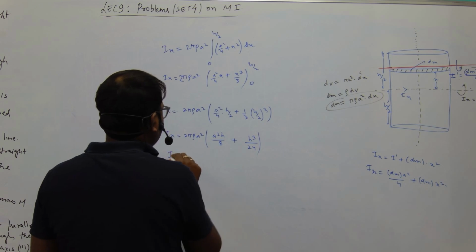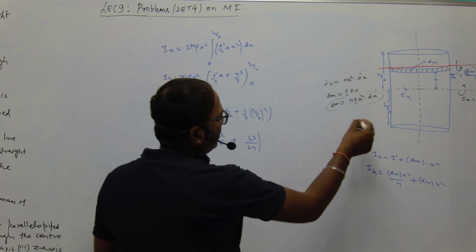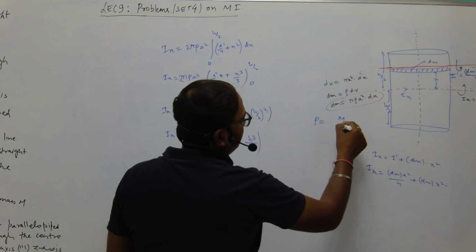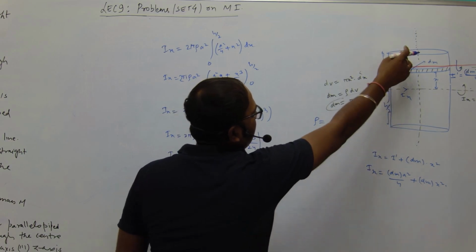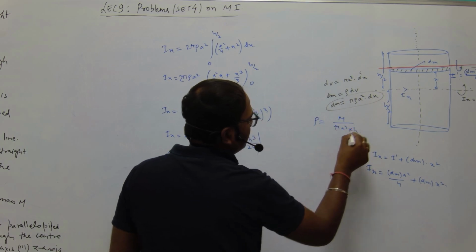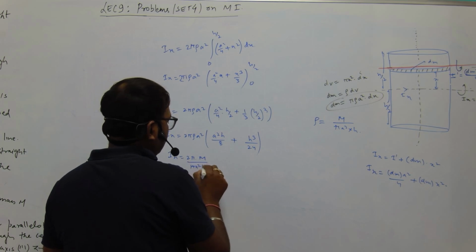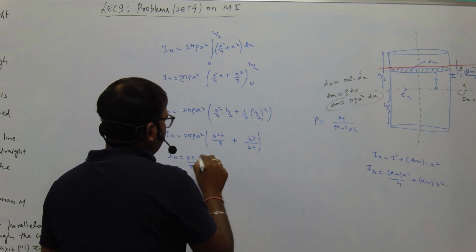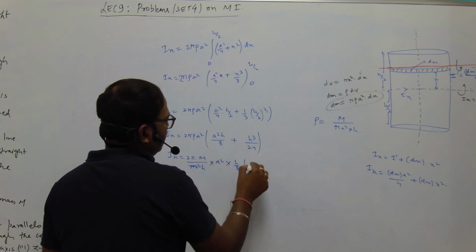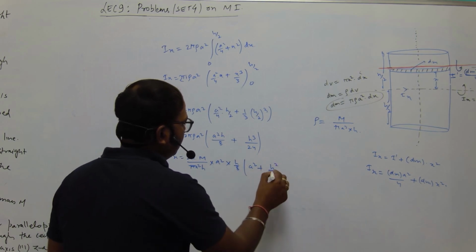So we have Ix is equal to 2 pi into, let us place the value of rho. Rho is the density, which is equal to mass m upon volume. The volume is area of cross section into height, and the area of cross section is pi a square, so the volume is pi a square into small h. So we have this as m upon pi a square h into a square into, let us take h by 8 common, (a square plus h square upon 3).